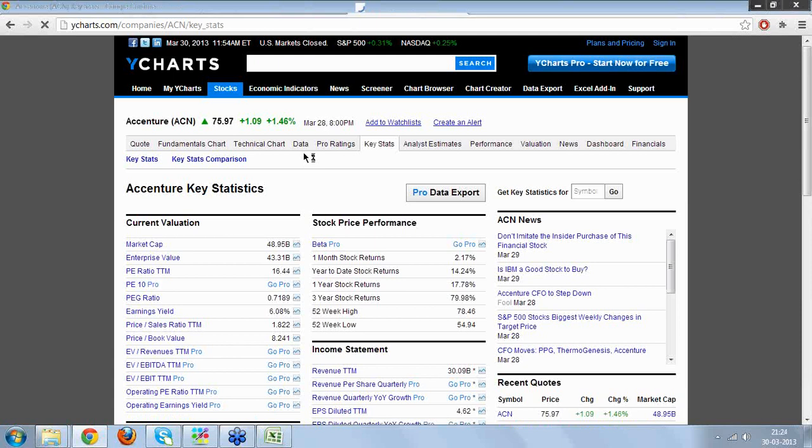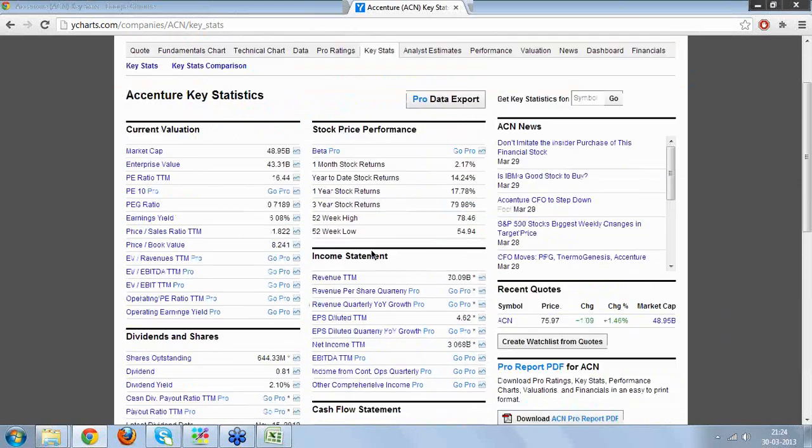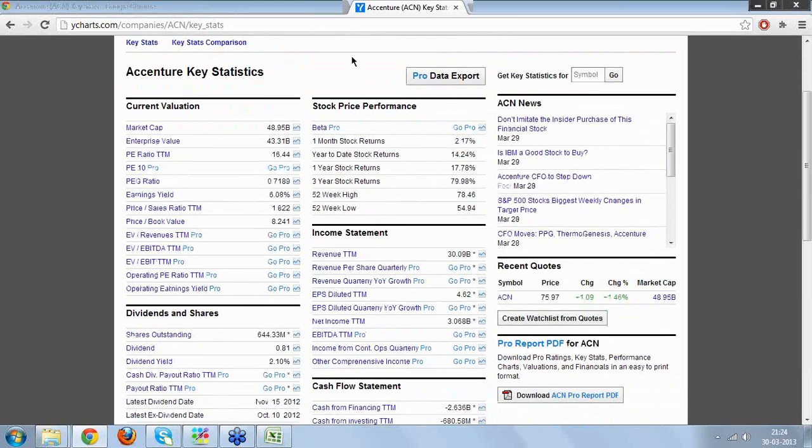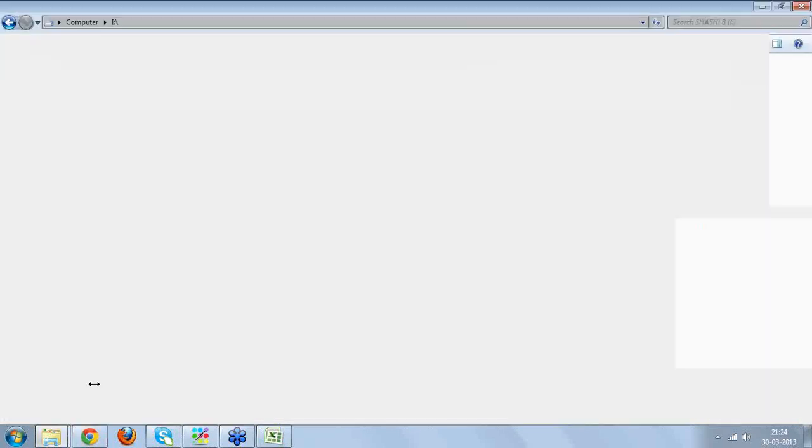So look for key stats. Somewhere you will also end up getting a market cap, and there is a share price listed here. You can divide the two to get the number of shares outstanding. Or the number of shares outstanding is 644.33. The other website has just shown 683.76. So none of the figures are correct, or I don't know which one is correct. So I'll ultimately resort to my 10K filing.